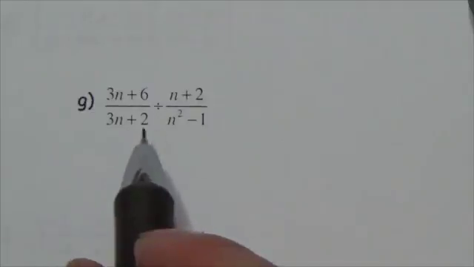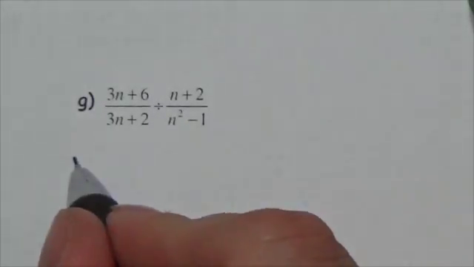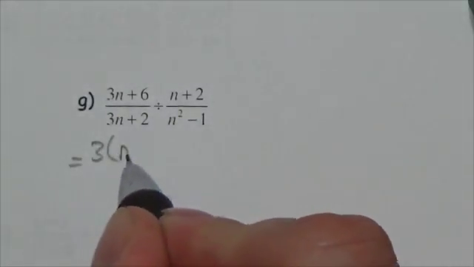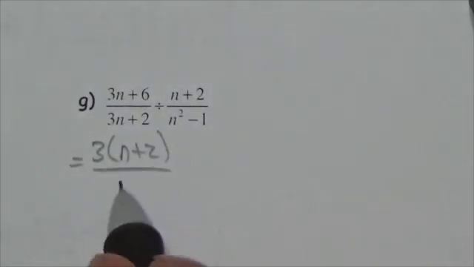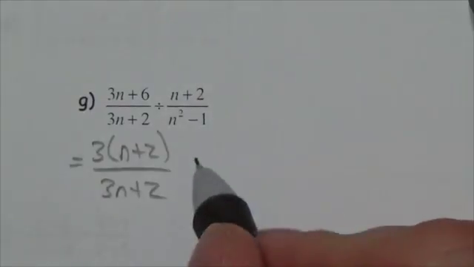Next one. 3n plus 6 over 3n plus 2. Here's another division question, divided by n plus 2 over n squared minus 1. So, okay, first of all, our first goal is factoring, so take out a 3. It'll be n plus 2. 3n plus 2. I really can't factor out that 3 there. That is as nice as that is going to get.